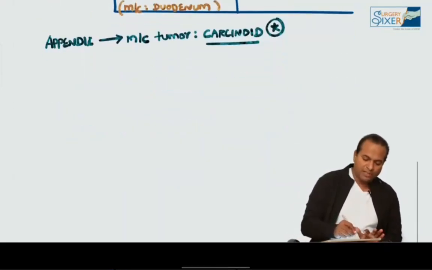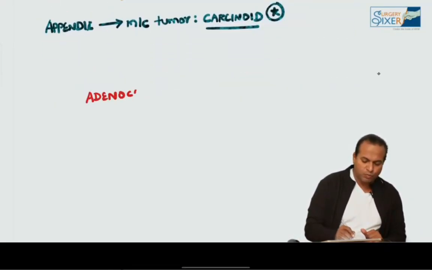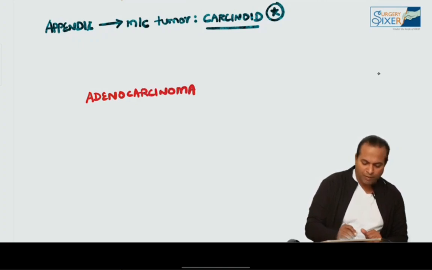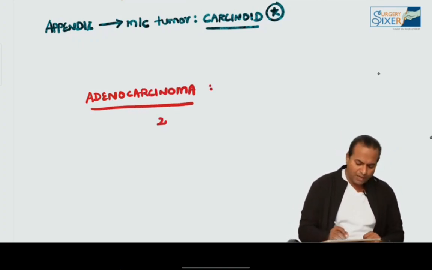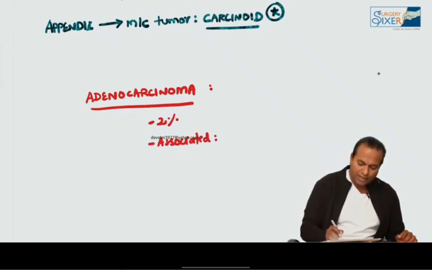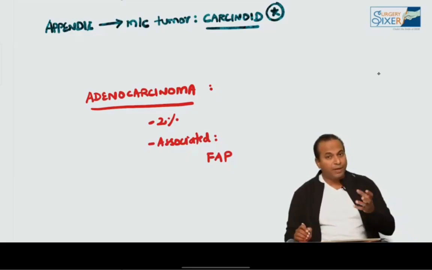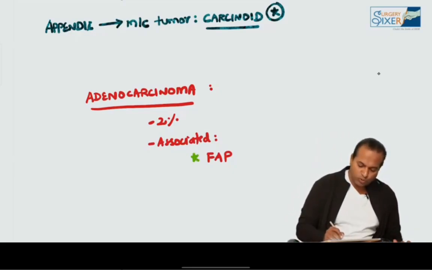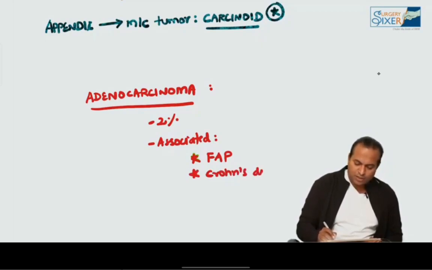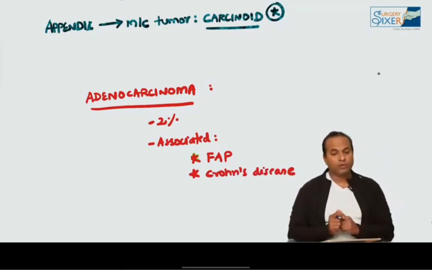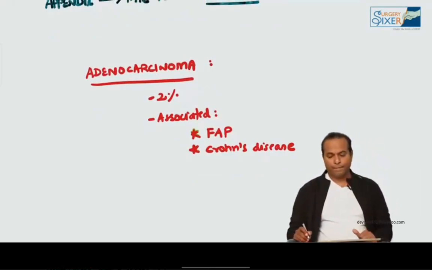Okay, so now let us discuss a few points from adenocarcinoma of small bowel. Adenocarcinoma of small bowel is only 2% incidence. And it is associated with the following syndromes, like familial adenomatous polyposis, which can develop duodenal adenocarcinomas. So the predisposing factors are FAP and Crohn's disease. Crohn's disease is one of the important predisposing factors for tumor. So FAP and Crohn's disease are associated with adenocarcinomas.